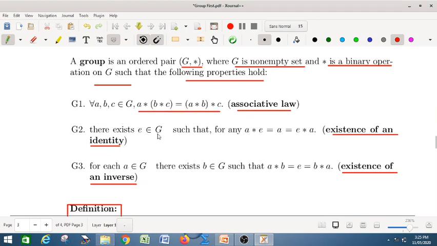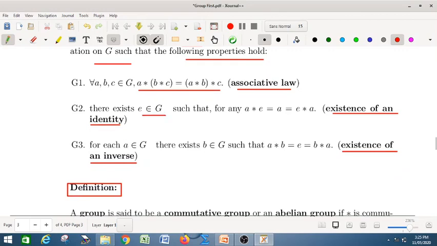This is for all A, B, C. There exists E belonging to G such that A star E is equal to A is equal to E star A. This is called existence of an identity. E belongs to G, E is the identity element in G. This is actually the identity property.